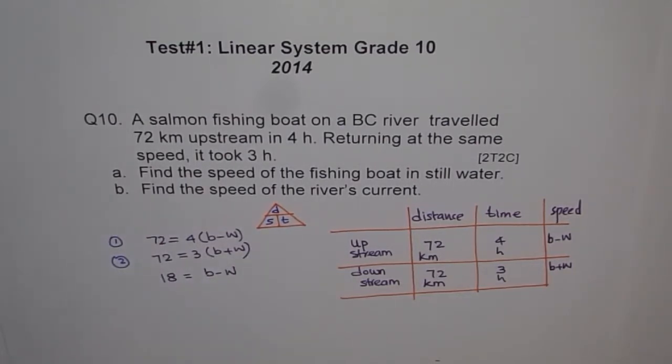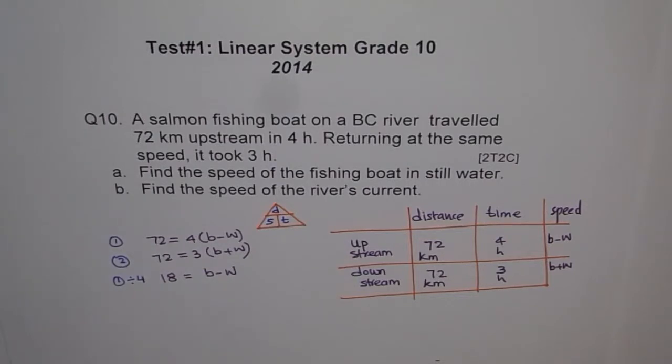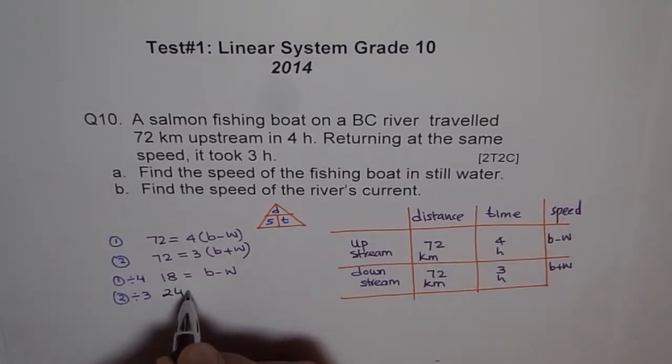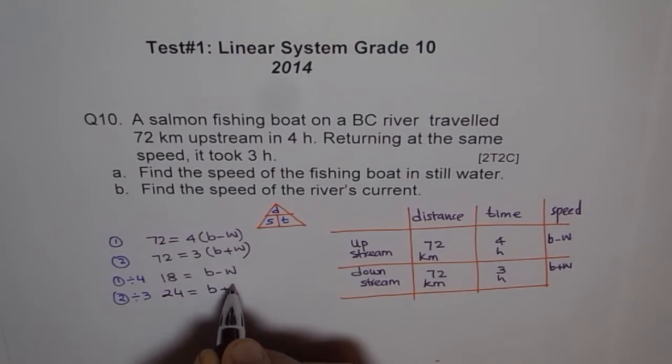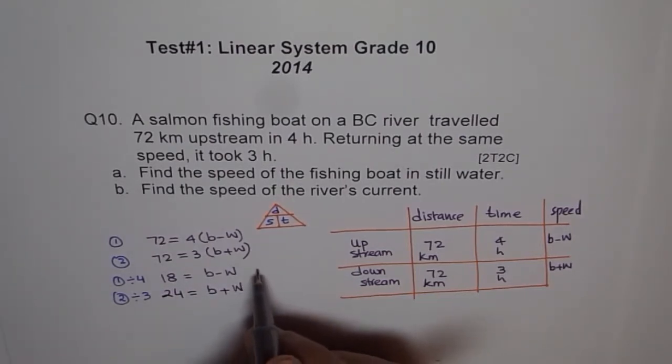So what did we do? We divided equation 1 by 4, correct? And then we'll do equation 2 divided by 3. So it is 72 divided by 3 equals 24. So we get 24 equals B plus W, correct? Let's name these equations as 3 and 4.